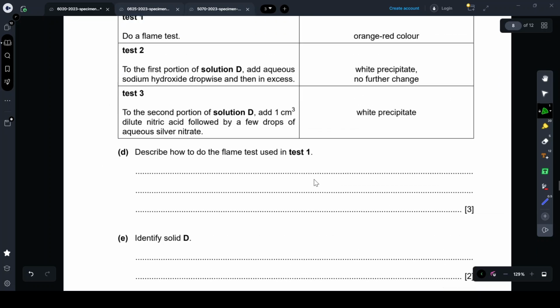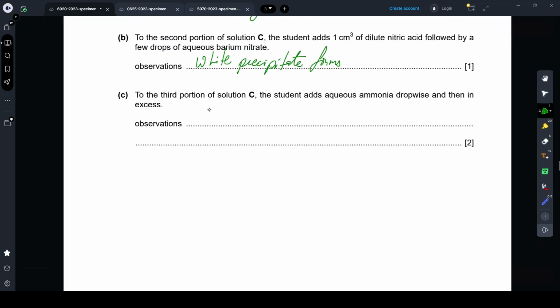So the answer will be only green precipitate forms? No, then it would be in excess as well, right? Yes, because first they're saying dropwise, then they're saying excess. So that's two things, and you have 2 marks for this. So you need two points. Dropwise, a green precipitate is formed. You can use ppt: green precipitate forms. And in excess, the green ppt remains insoluble. Insoluble in excess. And you get your marks.